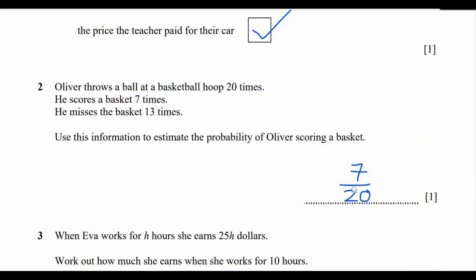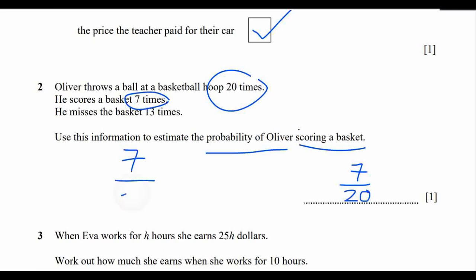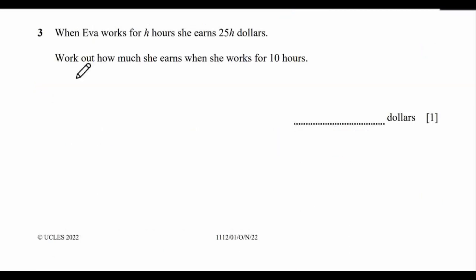So it's 7/20. How do we get this? Total is 20. The probability of scoring a basket is 7 times, so it's 7 out of the total of 20. That's how we got the answer. Next, let's move on. Question 3.